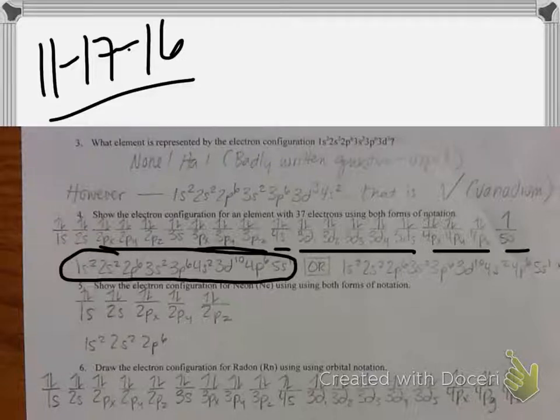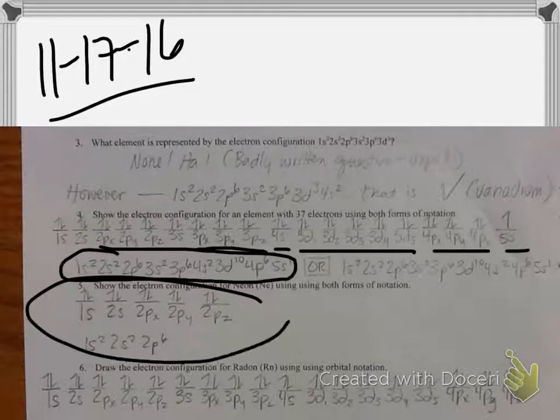Okay, configuration for neon. This was pretty easy. We like things with 10 electrons. They're easy to write. And it's also nice, I think, to see the orbital notation with the electron configuration notation because it's a good reinforcer. And I see that a lot of you still do the orbital notation before you do electron configuration notation. That's fine. That's okay.